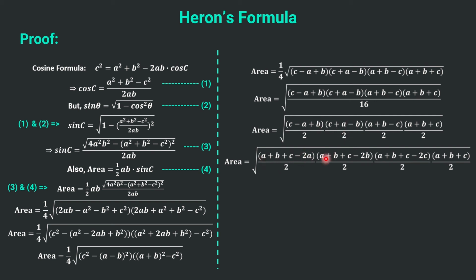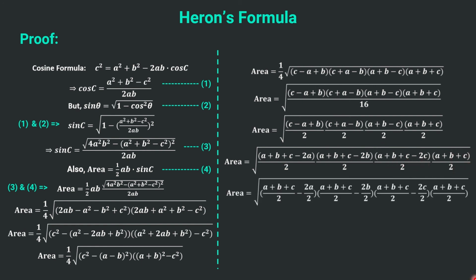Similarly here, b was negative, so it will become a plus b plus c minus 2b. And similarly here, c was negative, so minus c, plus c will be added here, so a plus b plus c minus 2c, and it will remain like this. So now in the next step, we will separate the 3 positive terms with the denominator 2 from the negative term. So here it will become (a plus b plus c) upon 2 minus 2a upon 2. Similarly here b was negative, so (a plus b plus c) upon 2 minus 2b upon 2. And here c was negative, so (a plus b plus c) upon 2 minus 2c upon 2. And it will remain like this because in this bracket all 3 terms were already positive.